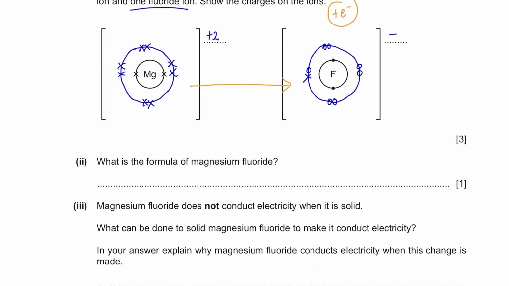What is the formula of magnesium fluoride? Well, magnesium had to lose 2 electrons, so it was Mg2+, and fluoride gained 1 electron, so it's F-. Well, if you form a compound with these 2 ions, you need to balance the charges, so you'll actually need 2 fluoride ions to balance 1 magnesium ion. So you write this as MgF2 to indicate that you need 2 fluoride ions.